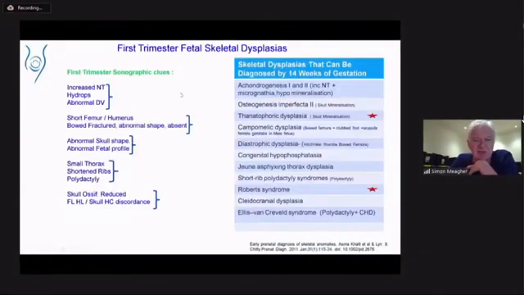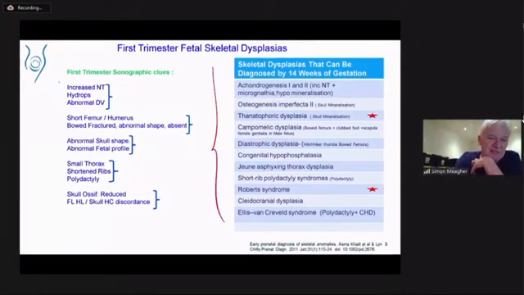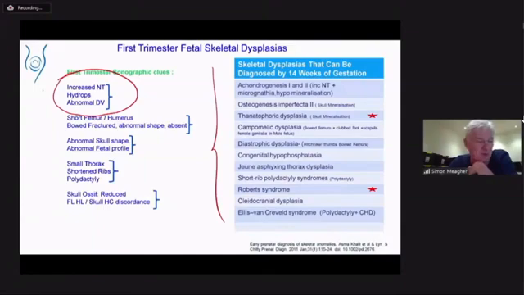And if you look at it for the global skeletal dysplasias, these have the ones that have been described. I'll not go through them, but what I will say is what is most important is seeing an increased nuchal translucency, hydrops, or an abnormal ductus venosus waveform. These are 3 important indirect markers for all 3 of them. If you see these, then you need to trigger looking at the short and long bones.